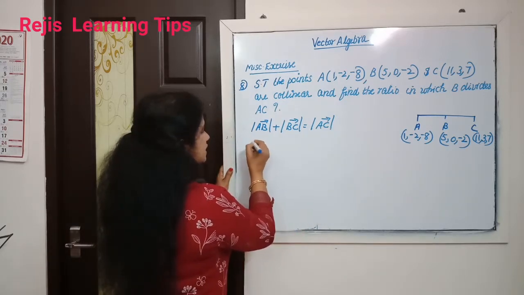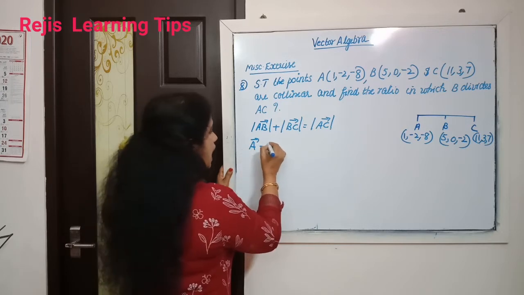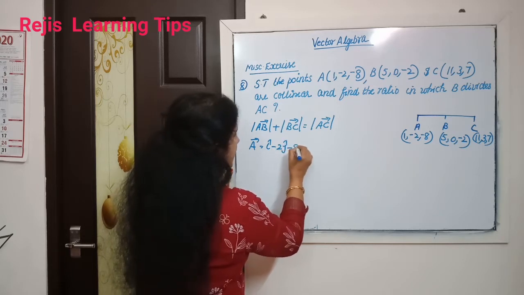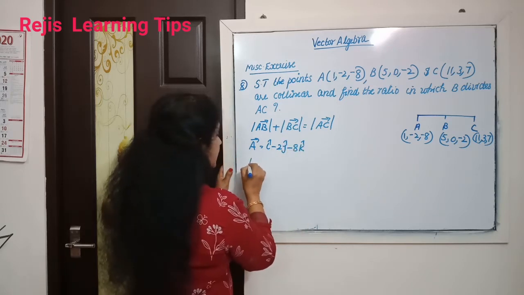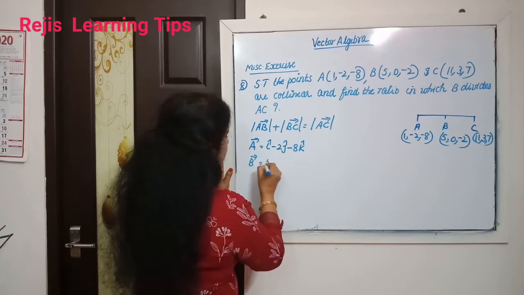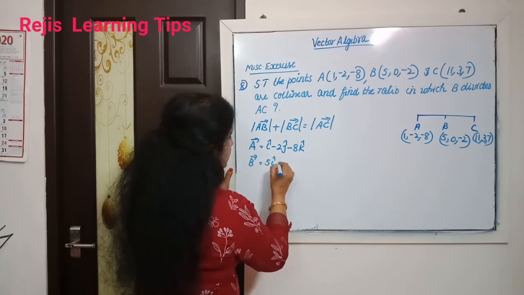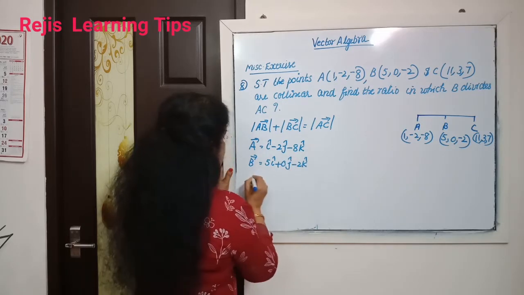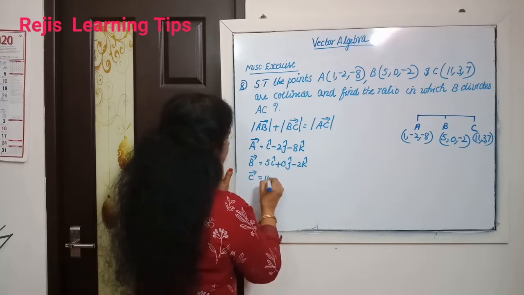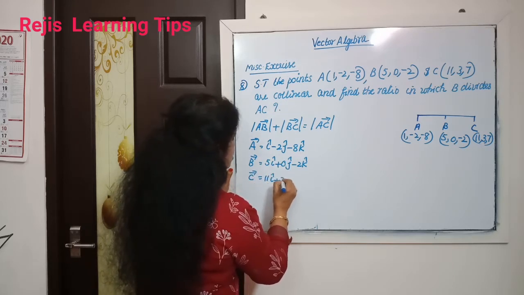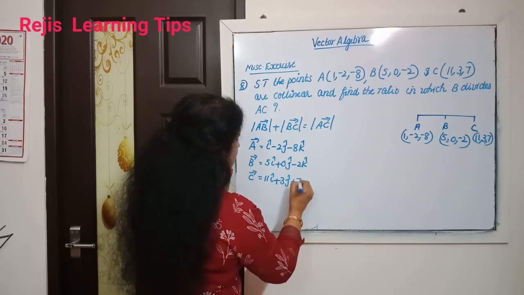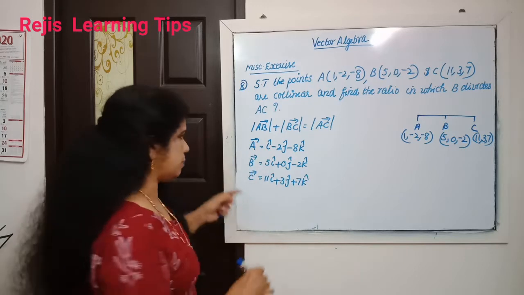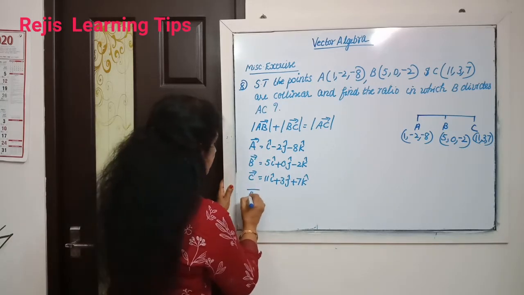Vector A is equal to i cap minus 2j cap minus 8k cap. Vector B is equal to 5i cap plus 0j cap minus 2k cap. Vector C is equal to 11i cap plus 3j cap plus 7k cap. Then first we should find vector AB. How can we find vector AB?